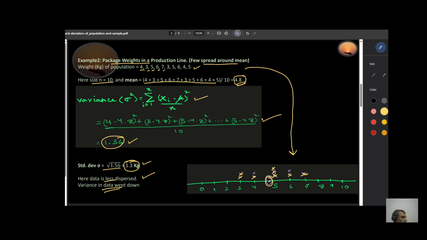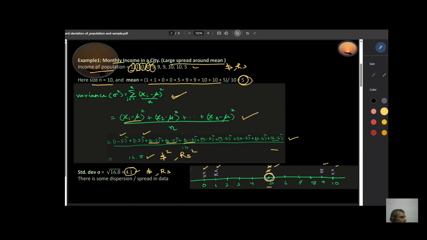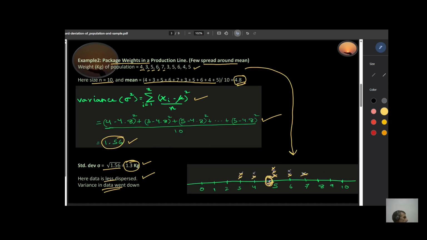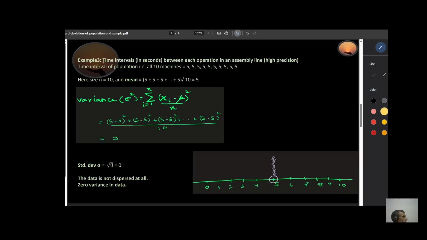So basically, I plot all the points, and you can see that they are very closely spread around 5, or I can say 4.8, where 4.8 is your mean value. On the other hand, the previous data, if you looked over here, was a little bit more spread out. All right, now let's take a look at the last example here.